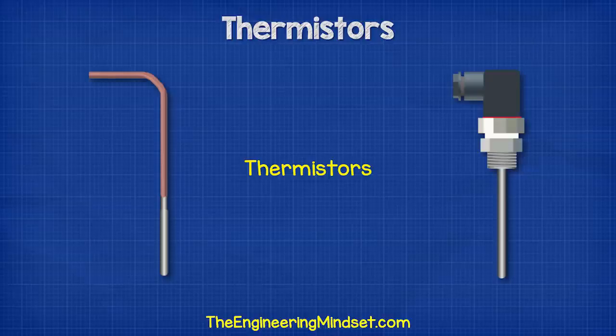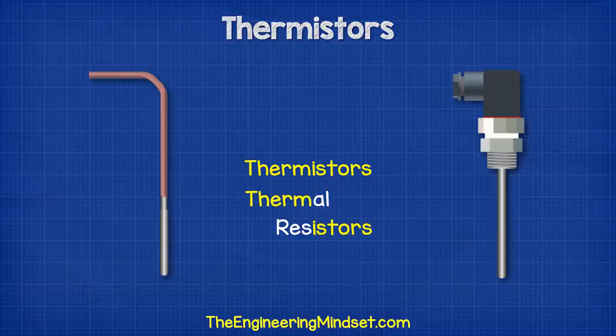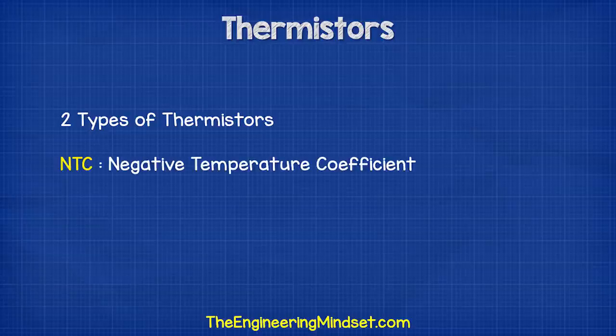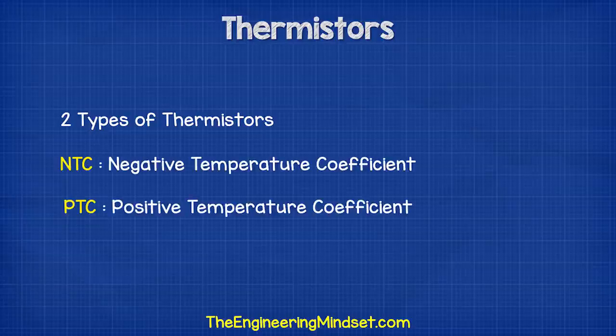Thermistors have a few variations in design, but these two are fairly common: the flexible version and the more rugged fixed version. A thermistor is just a thermal resistor, meaning it's an electrical resistor which changes resistance with temperature. But there are two types of thermistors: the NTC, or negative temperature coefficient, and the PTC, the positive temperature coefficient.